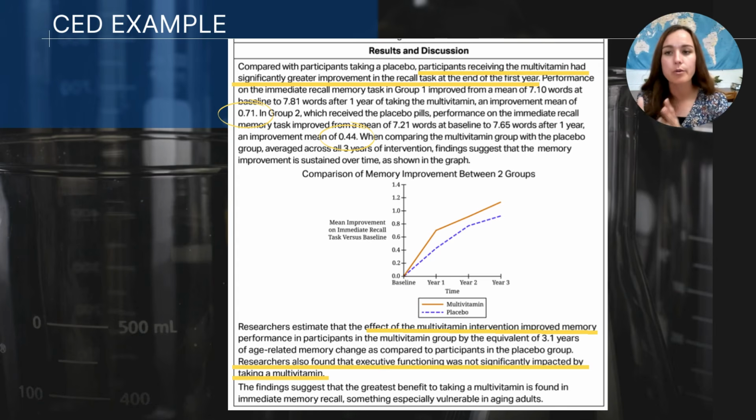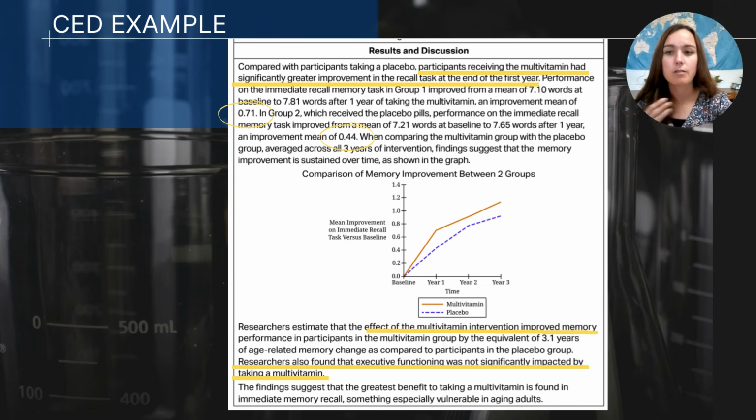It says, compared with the participants taking the placebo, participants receiving the multivitamin had significantly greater improvement in the recall task at the end of the first year. All right, so that sounds good. Cognitive decline is when your memory and your mental abilities are starting to reduce over time. And from that statement, it looks like the people who took the multivitamin had better memory at the end of the first year. Now, remember, when we are explaining whether the hypothesis is supported or refuted, we need to provide specific findings. So let's listen for some specific evidence here.